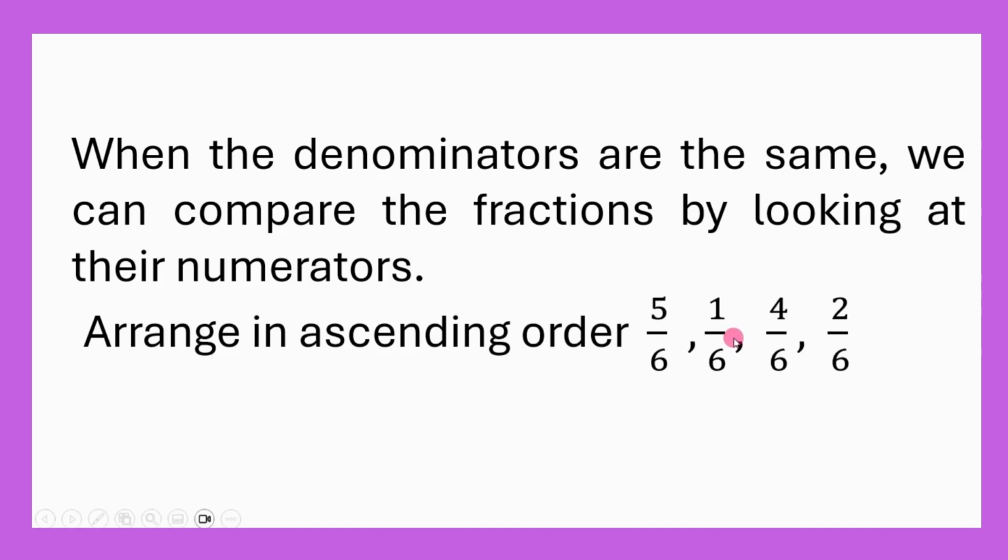And so the smallest numerator here is 1. So 1 over 6 is the smallest fraction. To arrange in ascending order, we start with the smallest fraction and move on to the largest. Smallest here is 1 over 6, followed by 2 over 6, followed by 4 over 6, and finally 5 over 6.